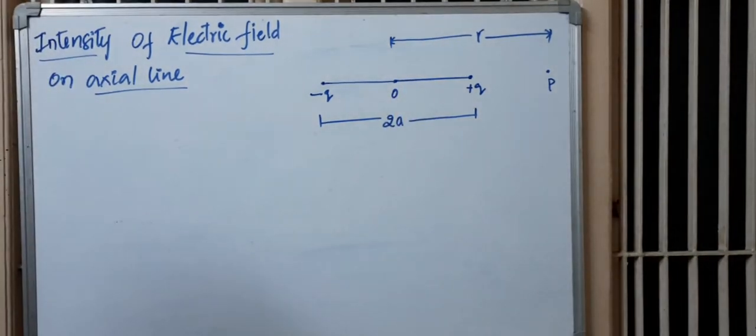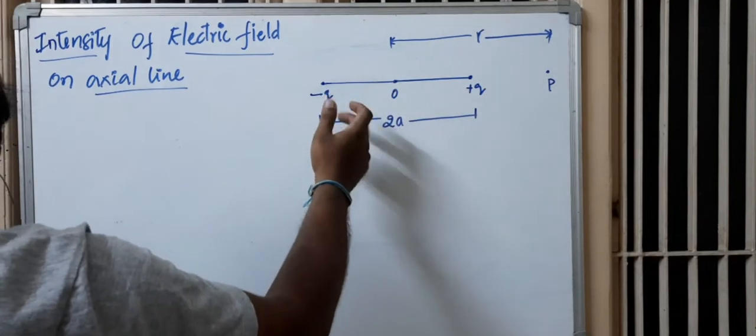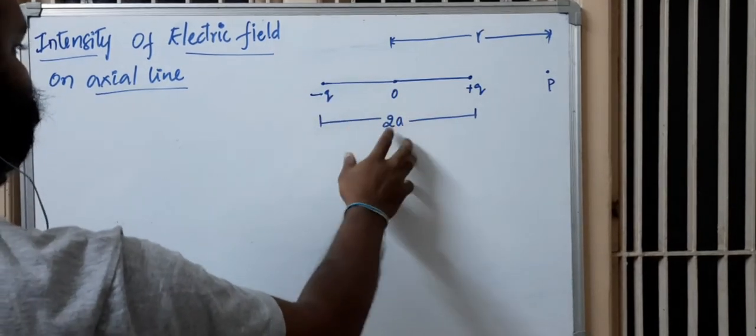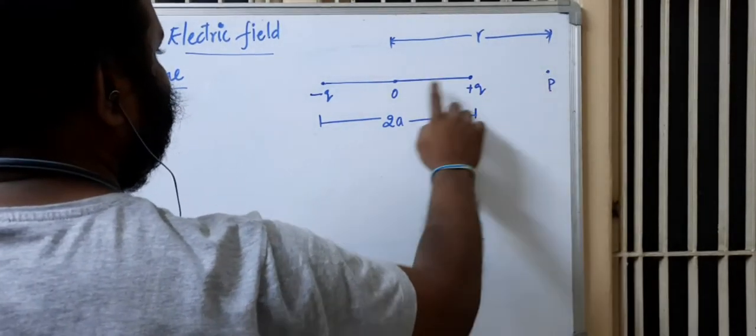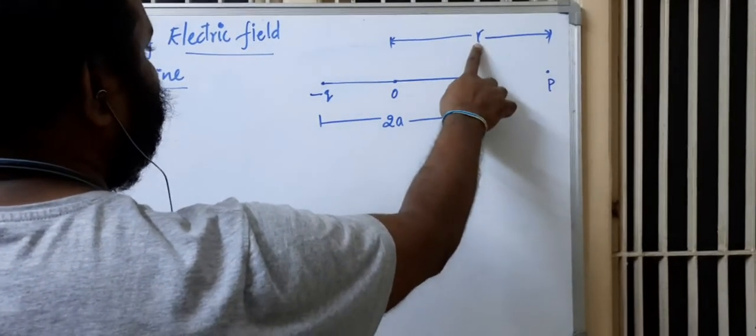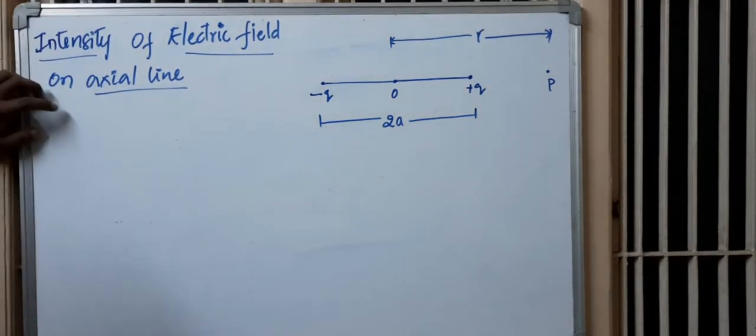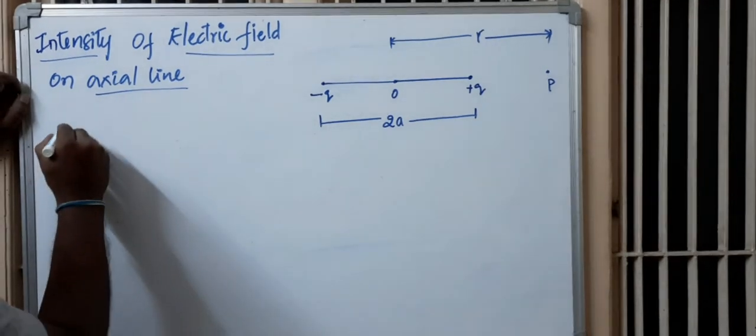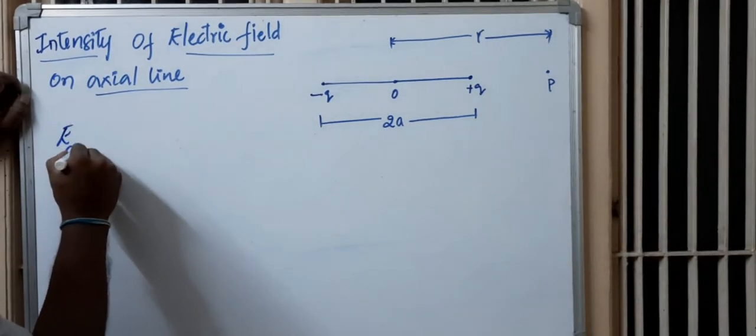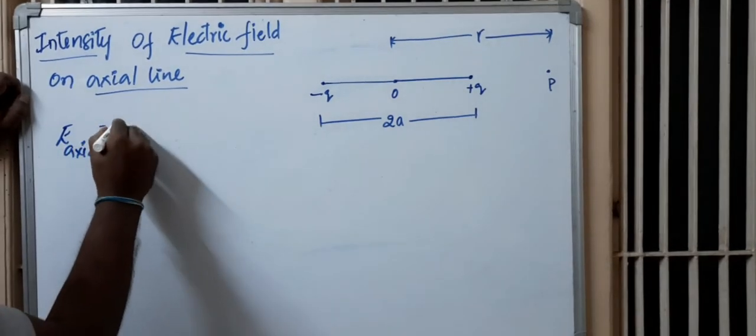Once again, we are considering an electric dipole of charges plus q and minus q, and the distance between these charges is 2a. We have assumed a point P on the axial line, which is at a distance of r from the midpoint of the dipole. So now we have to find the intensity of electric field on the axial line.